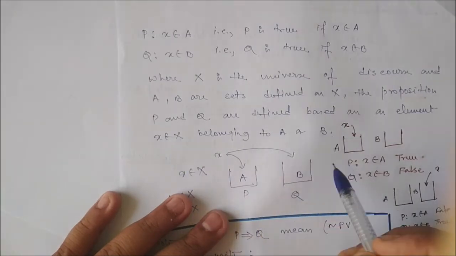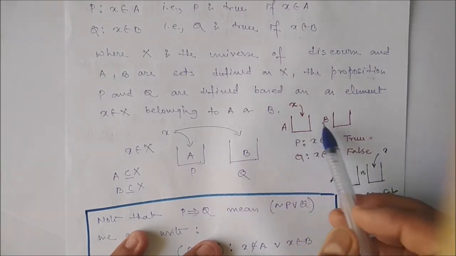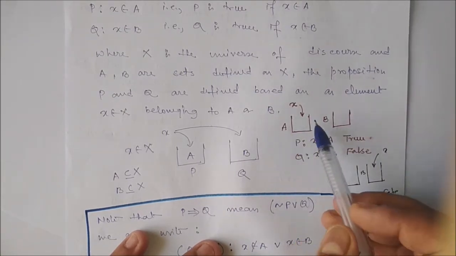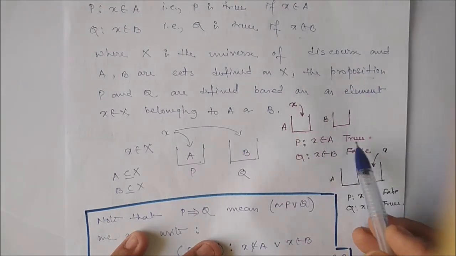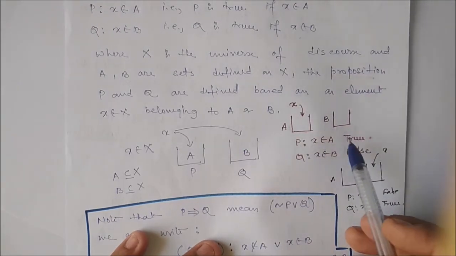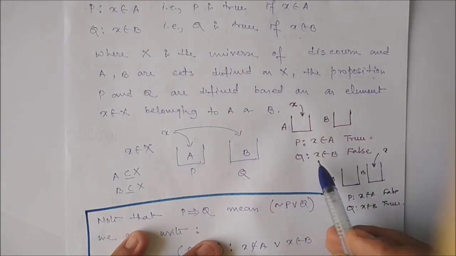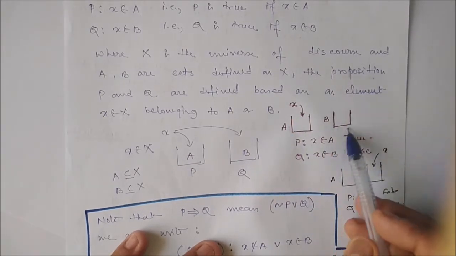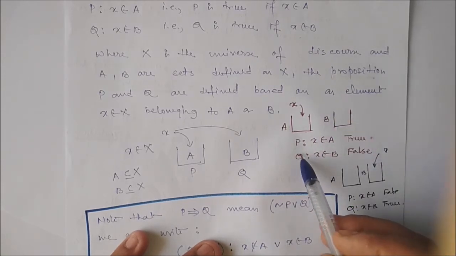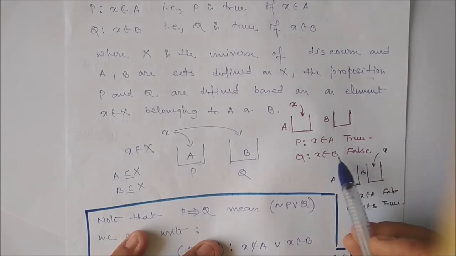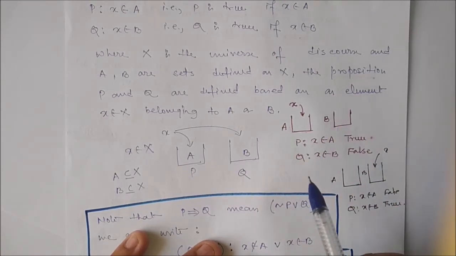You can see here two sets A and B. If x belongs to A, then the proposition x belongs to A is true, because the element x is inside this particular A. But x is not part of B, so the other proposition Q is false, because the statement x belongs to B is false, as x is not in B.